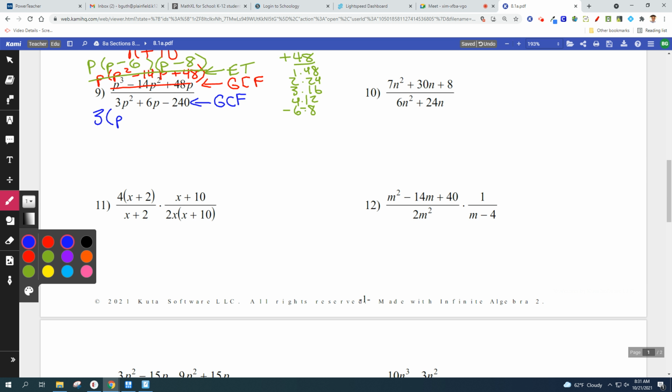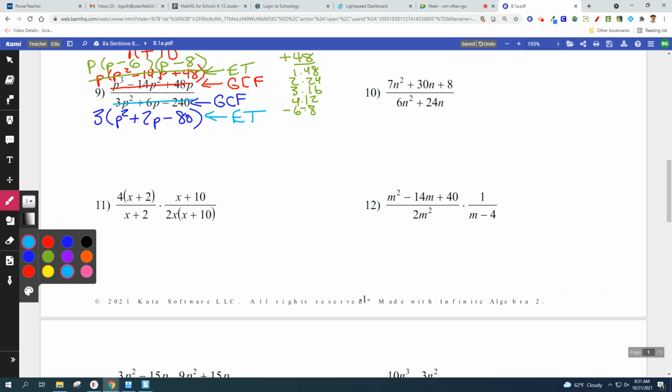3, times P squared plus 2P minus 3 times what would give me 240? 80. Yes, correct. At which point, it looks like I produced an easy trinomial, right?